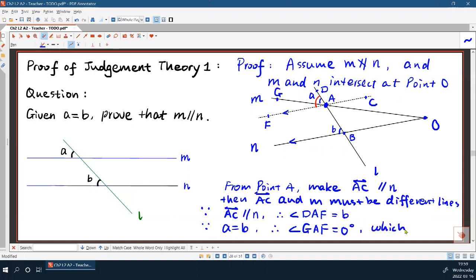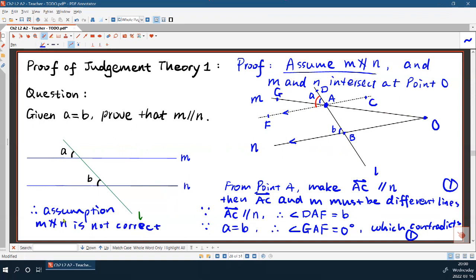Which contradicts the statement here, which contradicts statement 1, right? Because when angle GAF is 0 degrees, that means line AC and M must be the same line. Please follow me. Therefore, yeah, this is a contradiction, right? Therefore, that means our assumption here is not correct. Therefore, the assumption that M is not parallel to N is not correct.